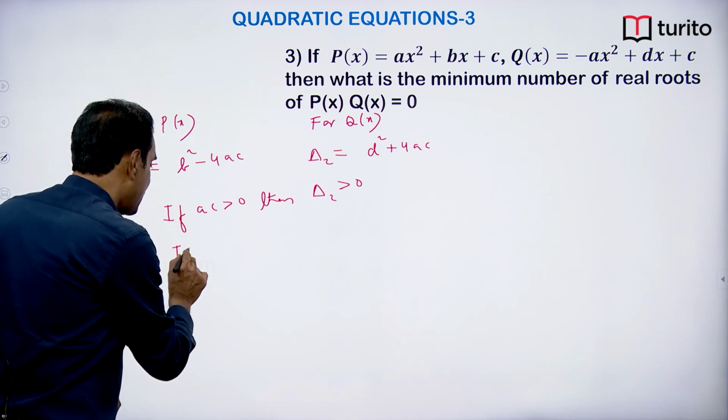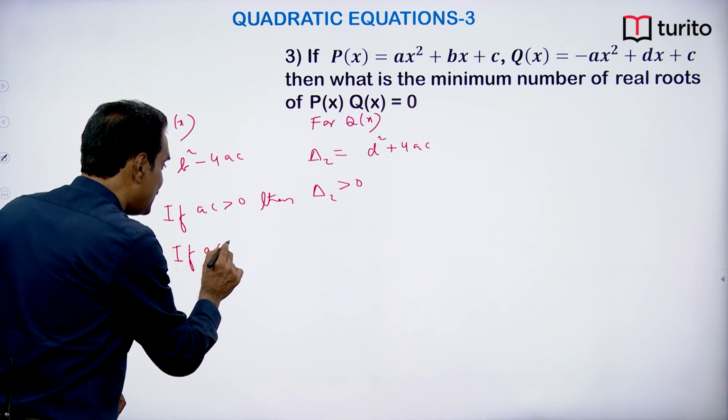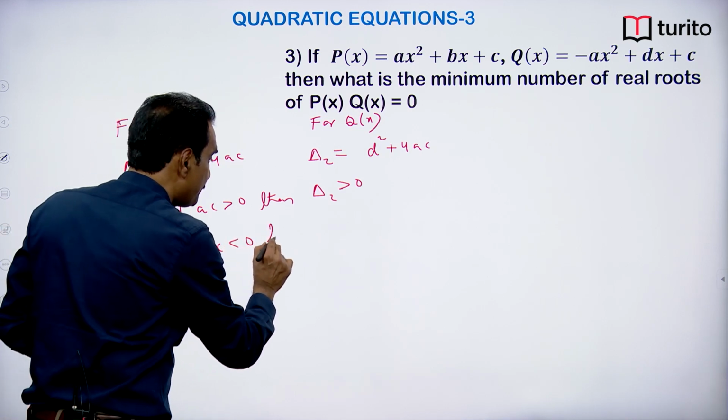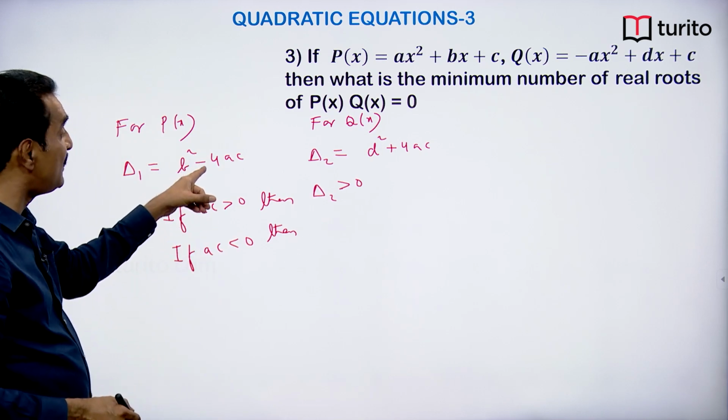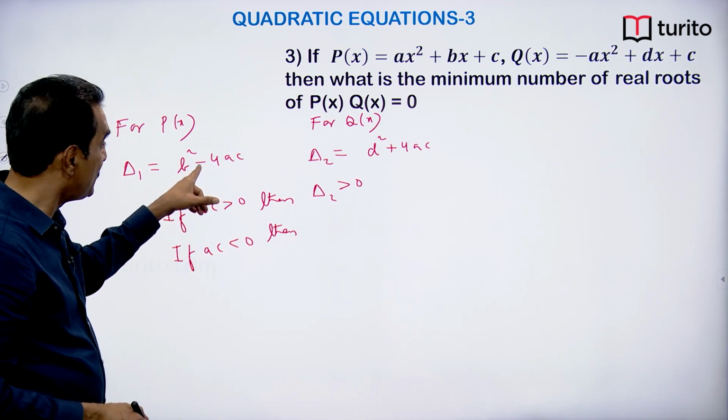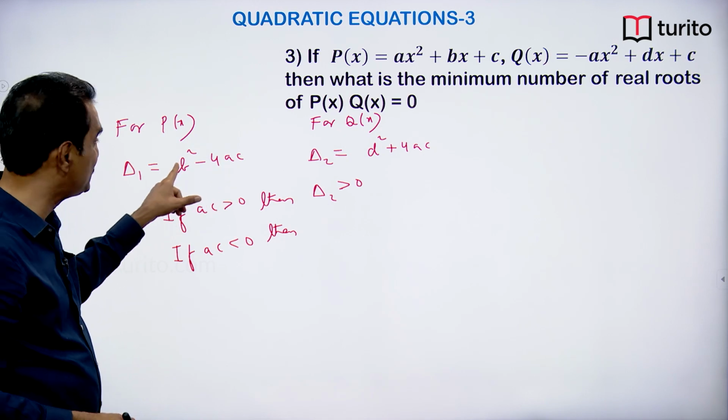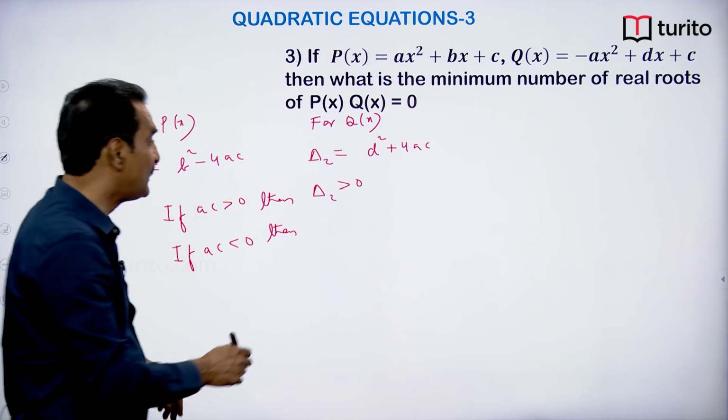Now, what is the other case? If ac is less than 0, then delta 1 will be positive because minus 4ac will be positive, b square is positive, then delta 1 is positive.